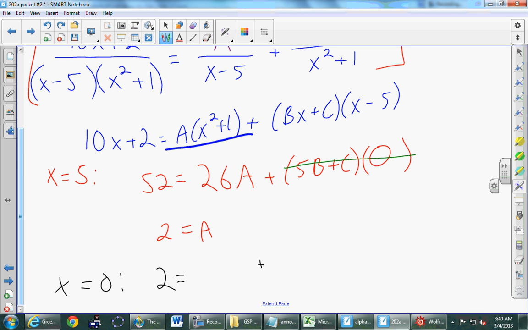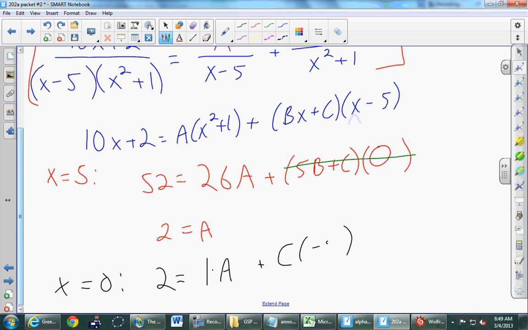So how many a's do we have? 1. Thank you. So we get 1 times a. I'll just write it as 1a, and then we'll replace. Okay, and then plugging 0 for this x, that term disappears. We just get c times, and then 0 for this x gives us -5. Everybody see where that equation comes from? 0 is for all the x's.